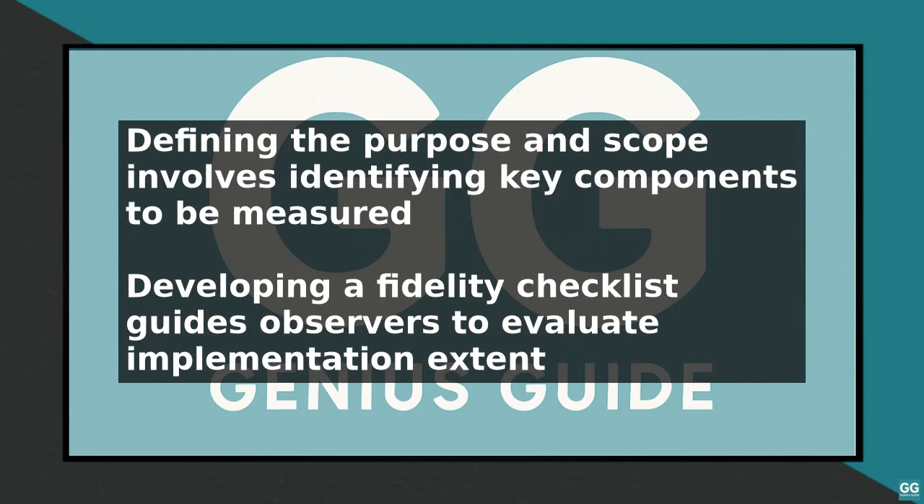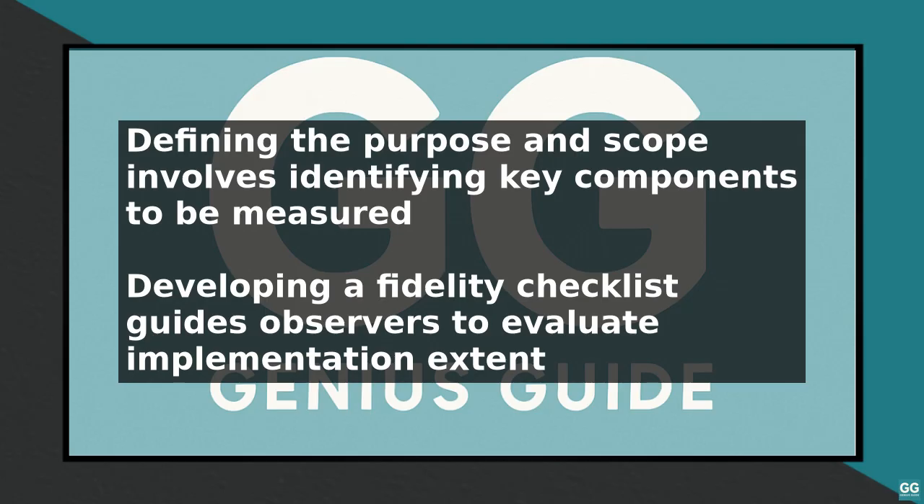The next step is to develop a fidelity checklist, which is a detailed list of the essential components of the intervention or procedure being implemented. This checklist serves as a guide for observers or raters to evaluate the extent to which the intervention is being implemented as intended. The third step is to select the methods for conducting the fidelity check, which can include direct observation, review of audio or video recordings, or self-report by the implementers. The choice of method depends on the nature of the intervention and the resources available.